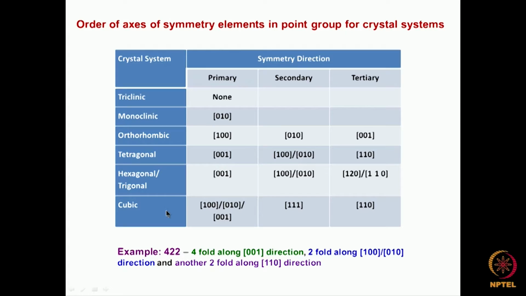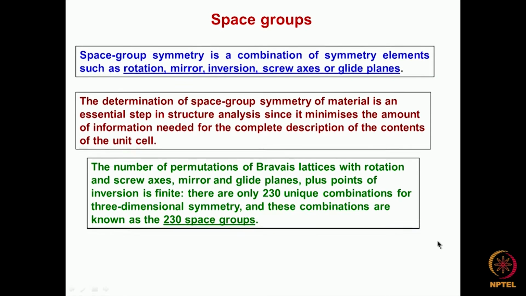So similarly for cubic, the first letter represents what symmetry operation is present along 100, 010 or 001. The next letters represent symmetry operations along the body diagonal. Then the next one represents the symmetry along the 110 direction, right? So now it is clear how you can correlate it and try to find out the different symmetry elements, right?